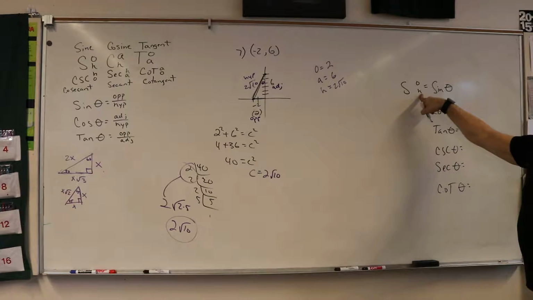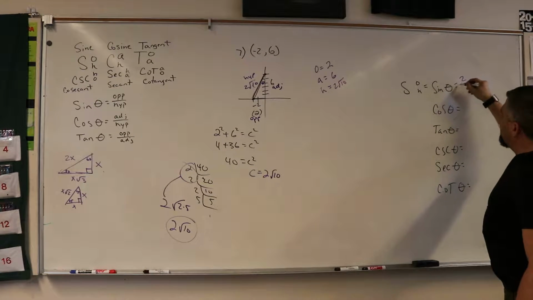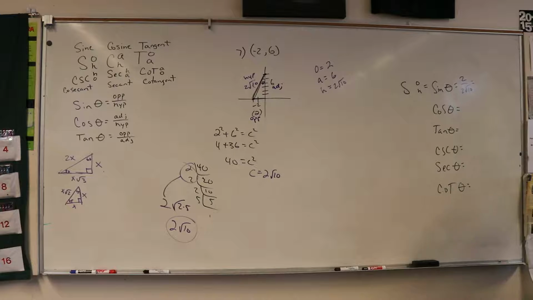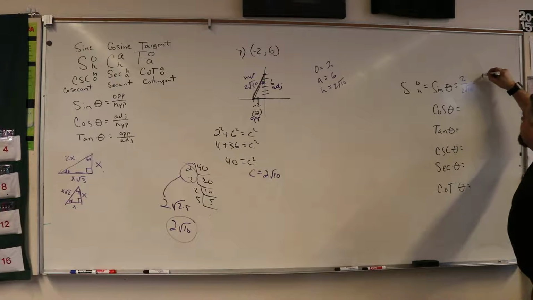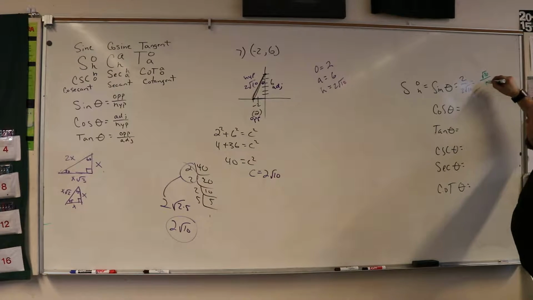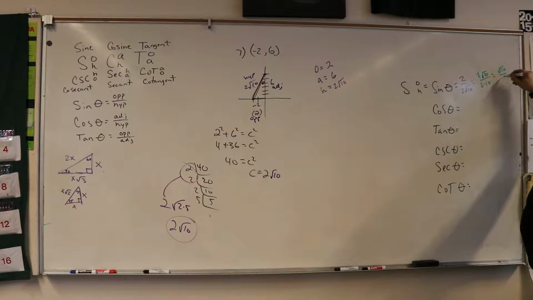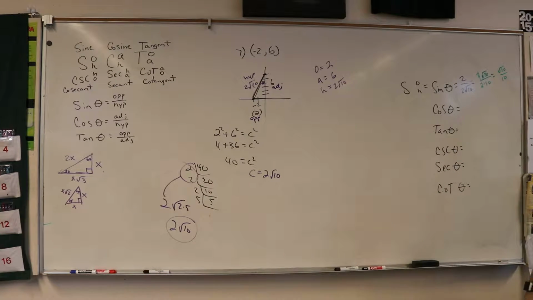Sine is O over H, so 2 over the 2 square roots of 10. Now, we got to multiply that by the square root of 10 over the square root of 10. By now, you should be able to just go, okay, that's going to be the square root of 10 over 10 times 2 times 2. And then those 2's cancel, and you're left with square root of 10 over 10. Okay? So that square root thing on the bottom should get easier for you. Just remember, take that square root, put it on the top, put the number on the bottom. Keep it simple. Right?